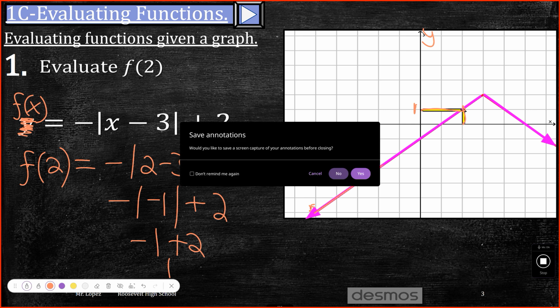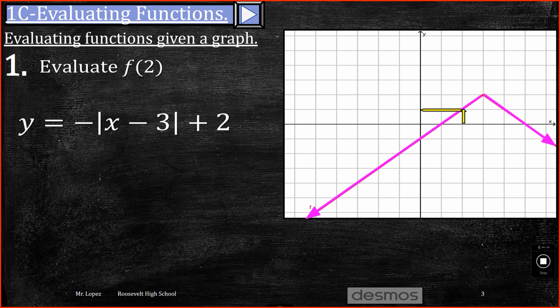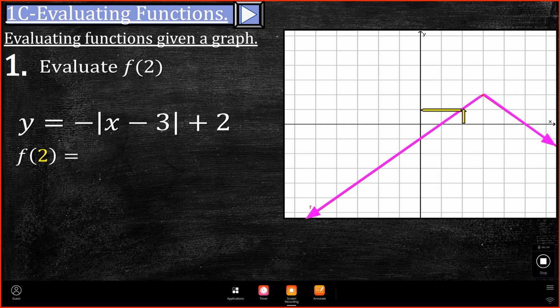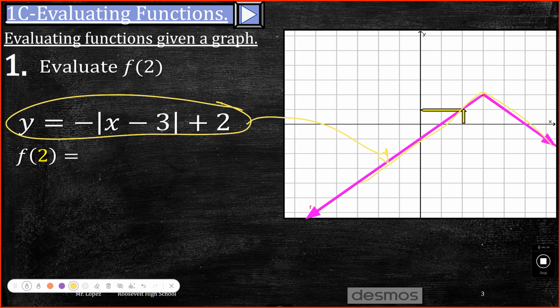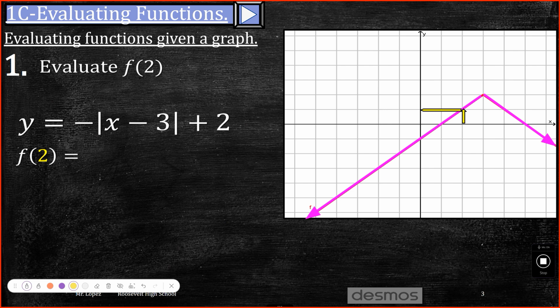So you mean to say that they both are the same thing? This right here is this graph right here. They're different representations of the same thing.